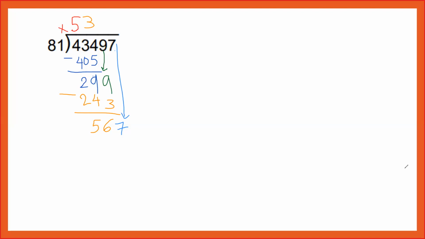First thing, we're gonna multiply the 7 with 1. It will get 7. And then 7 times 8 equals 56. Bravo. And what is the remainder here? 0. So the quotient of dividing 43,497 by 81 is 537. Now, do you have any question? Now it looks easy.